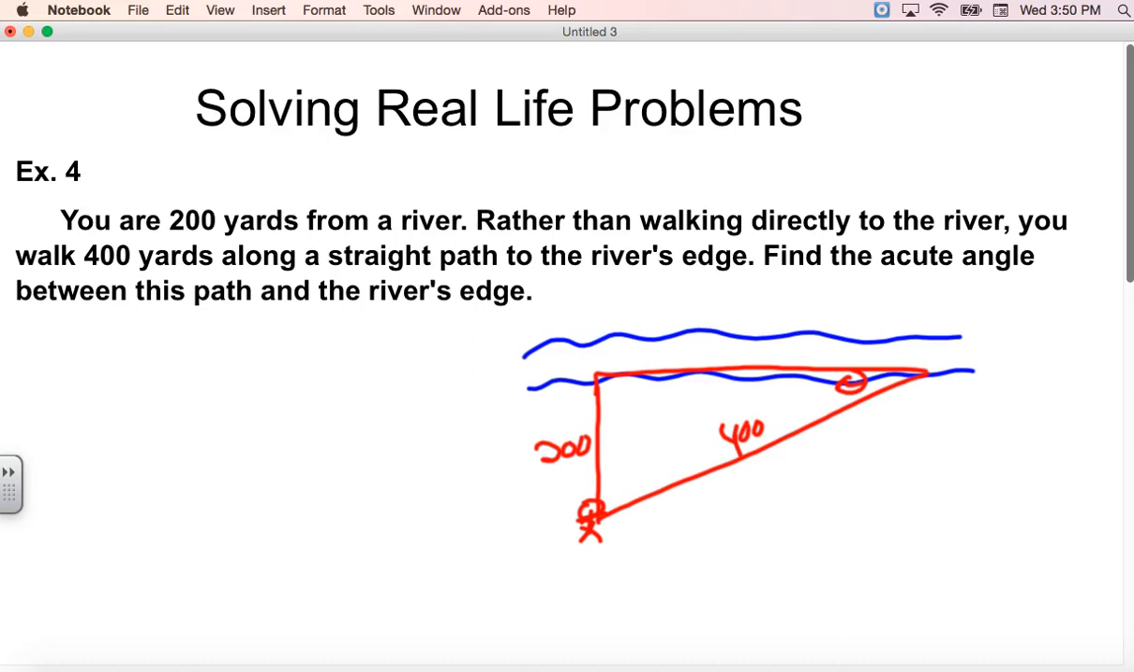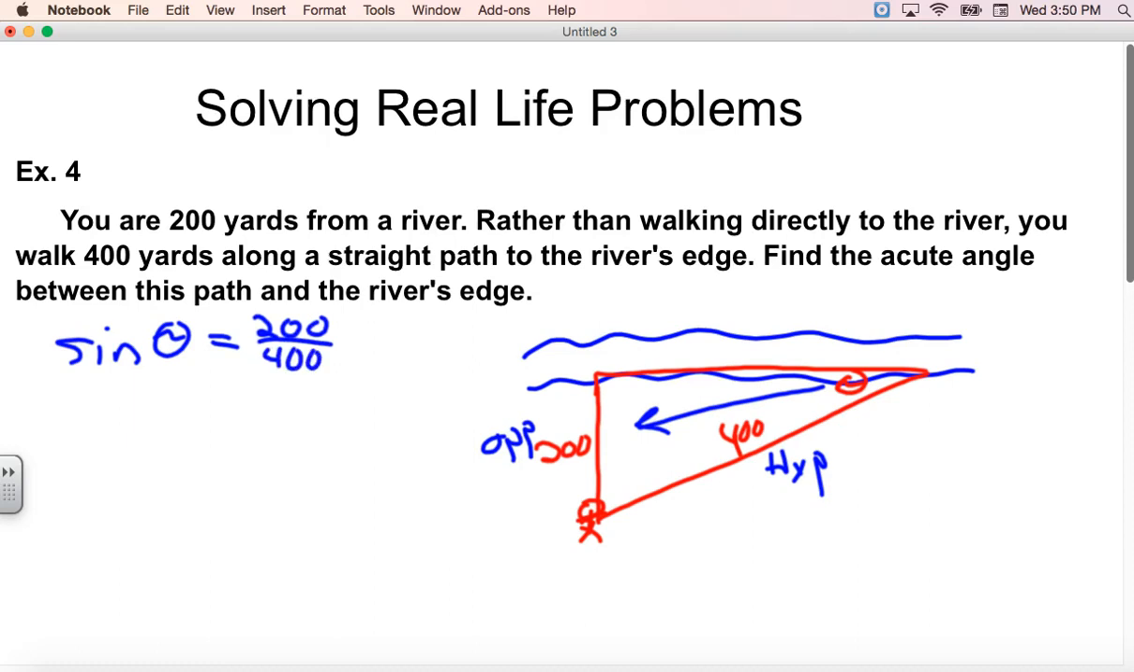Our hypotenuse is the 400. And the side opposite the angle we're using is the opposite side. And of course the river's edge is the adjacent, so we're not using it. Which trig function uses opposite and hypotenuse? That's sine. So this time we're going to use sine of theta. We don't know the angle this time. It's the opposite, 200, over the hypotenuse, 400. Alright, so sine of theta equals 200 over 400, which is just a half.